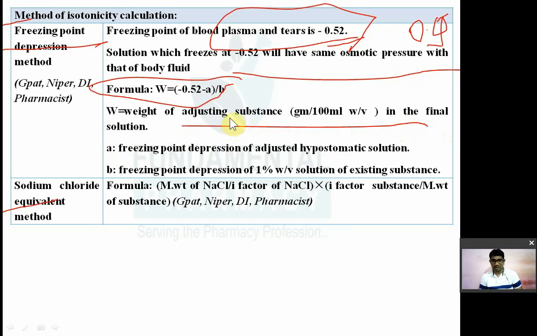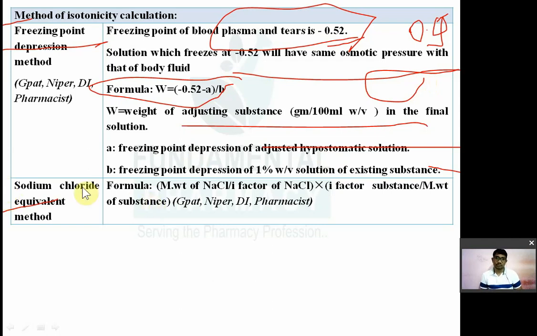Then what is A? A is nothing but the freezing point depression value for adjusting substance. What is B? Freezing point depression of 1% weight by volume solution of sodium chloride. तो इसका फ्रीजिंग पॉइंट डिप्रेशन जो है वेरियस ड्रग का उसका अवेलेबल है, तो एक बार आपको देखना पड़ेगा. अगर आपको कैलकुलेशन पूछा है तो वहाँ पे मिलेगा freezing point depression of cocaine, freezing point depression of morphine extract. Then another method is there known as sodium chloride equivalent method.